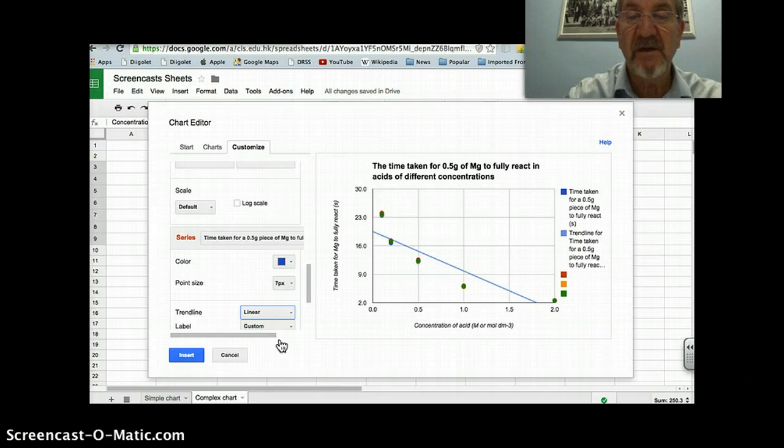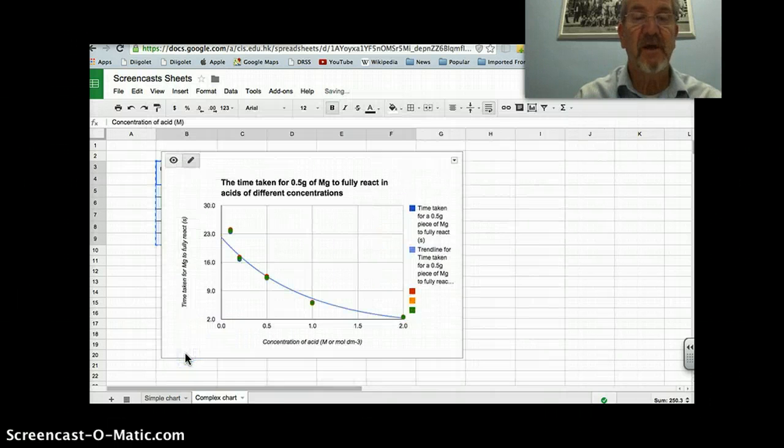Alright, now that one has too many differences, I think. So let's look at what other options we have. Now we have an exponential. Ooh, now that one looks pretty close. So I'm thinking we might use that one. Alright, so if we use that one and say, OK, insert. Now there is our completed plot, all with the trend line and all nice and neatly labelled, fully labelled, showing complete mastery of this whole process.